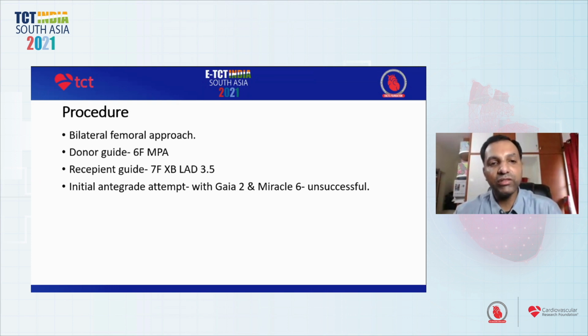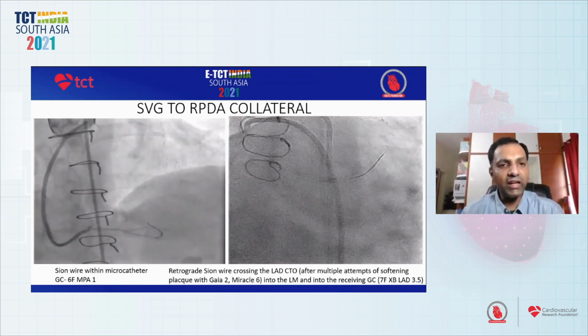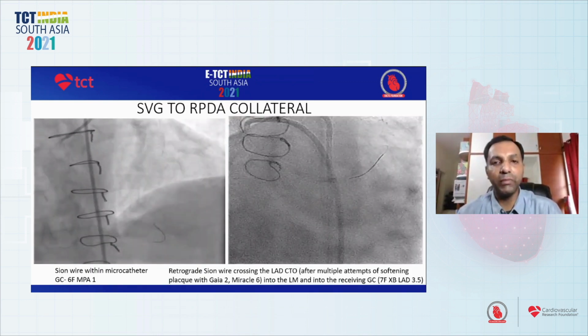There's a donor guide, which was a 6 French MPA, which was intubated into the SVG to PDA. Recipient guide in the left side, left main, left coronary was 7F XB LAD 3.5. And as would be expected, before going retrograde, we always attempt antegrade with Gaia 2 and Miracle 6, which obviously was unsuccessful, probably because of the calcium present there and also the blunt occlusion. And then we decided to go for the SVG to RPDA collateral.